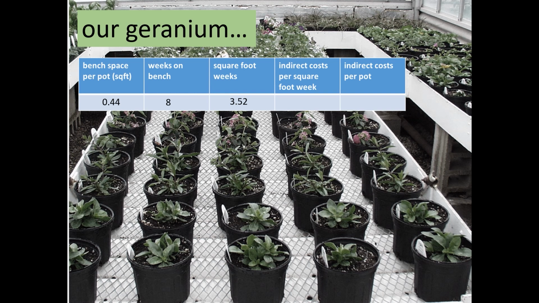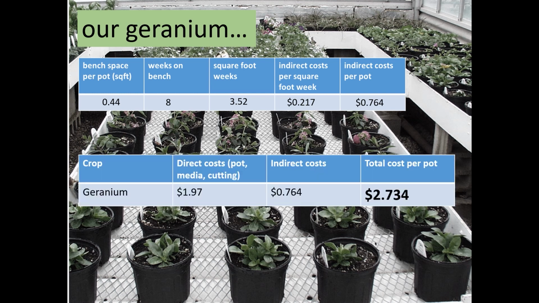So 8 times 0.44 is simply 3.52. So that one geranium pot uses 3.52 square foot weeks over its entire life. We said on the last slide that my greenhouse range costs 21.7 cents or $0.217 per square foot week. So that geranium costs 3.52 times 0.217, or 76 cents. So the indirect costs associated with that geranium are 76 cents, 76.4 cents.